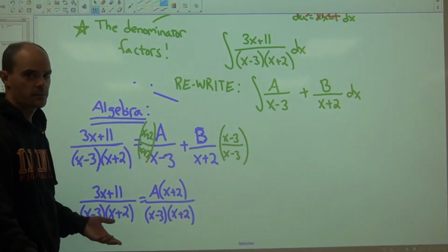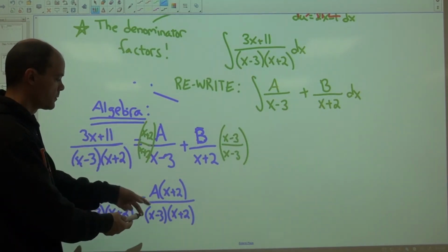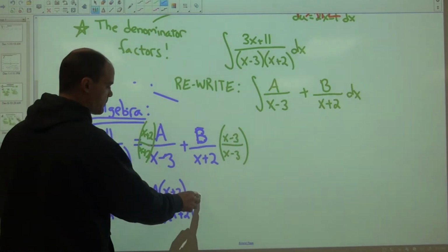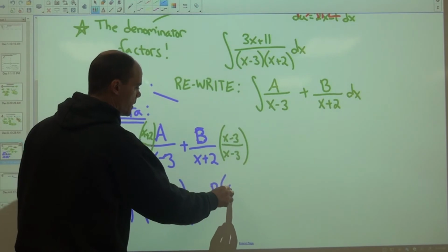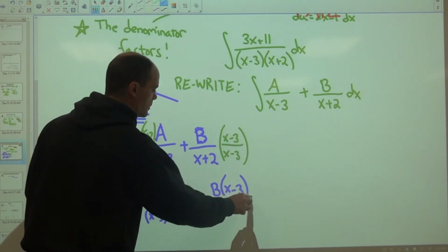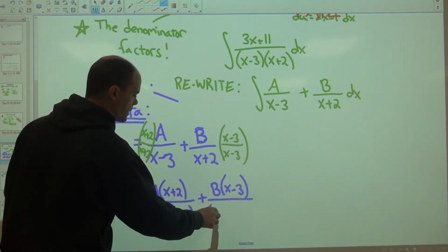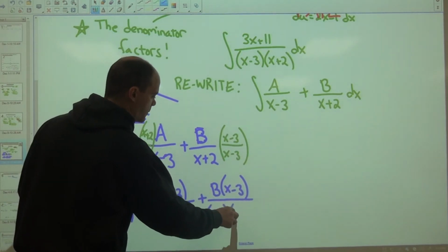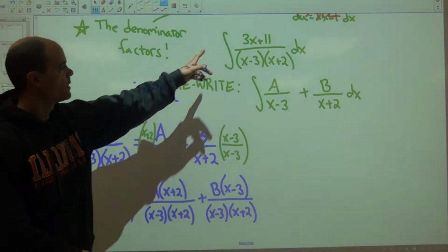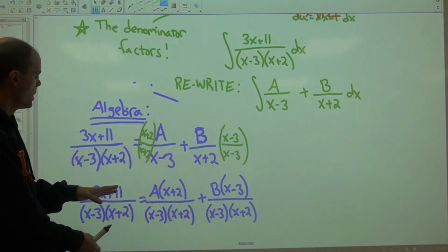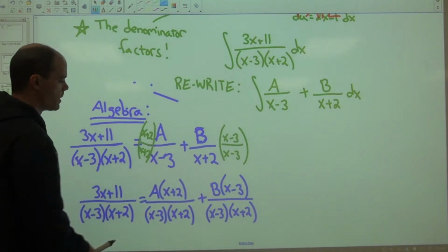Please don't cancel the x plus 2's. The whole point of doing this was so that we had a common denominator. Don't take yourself back to where you started. And now we've got b x minus 3 over, well, now we've got our common denominator here also. So I haven't done anything wrong. I'm trying to argue these are the same. I set them equal, and I multiplied by 1, multiplied by 1.